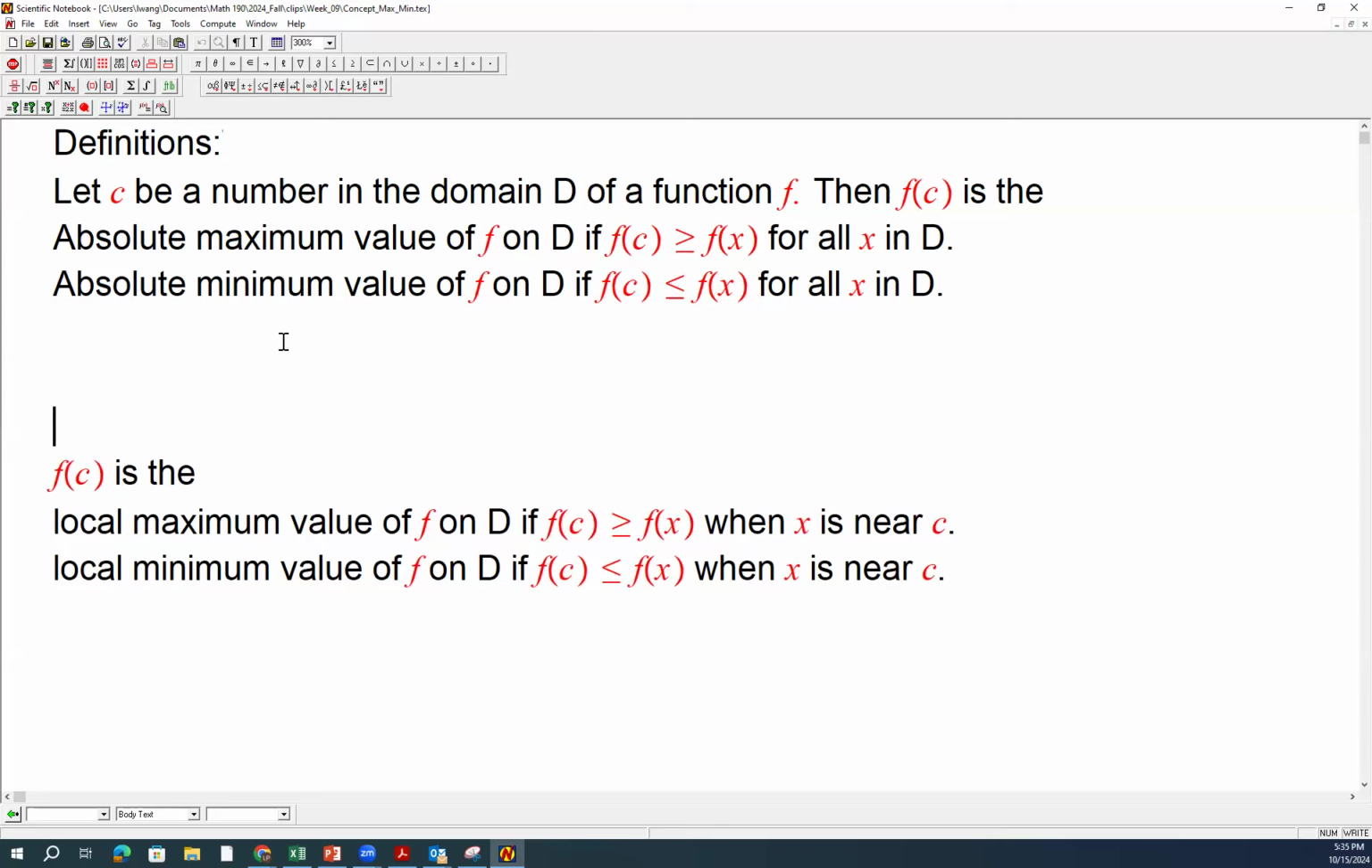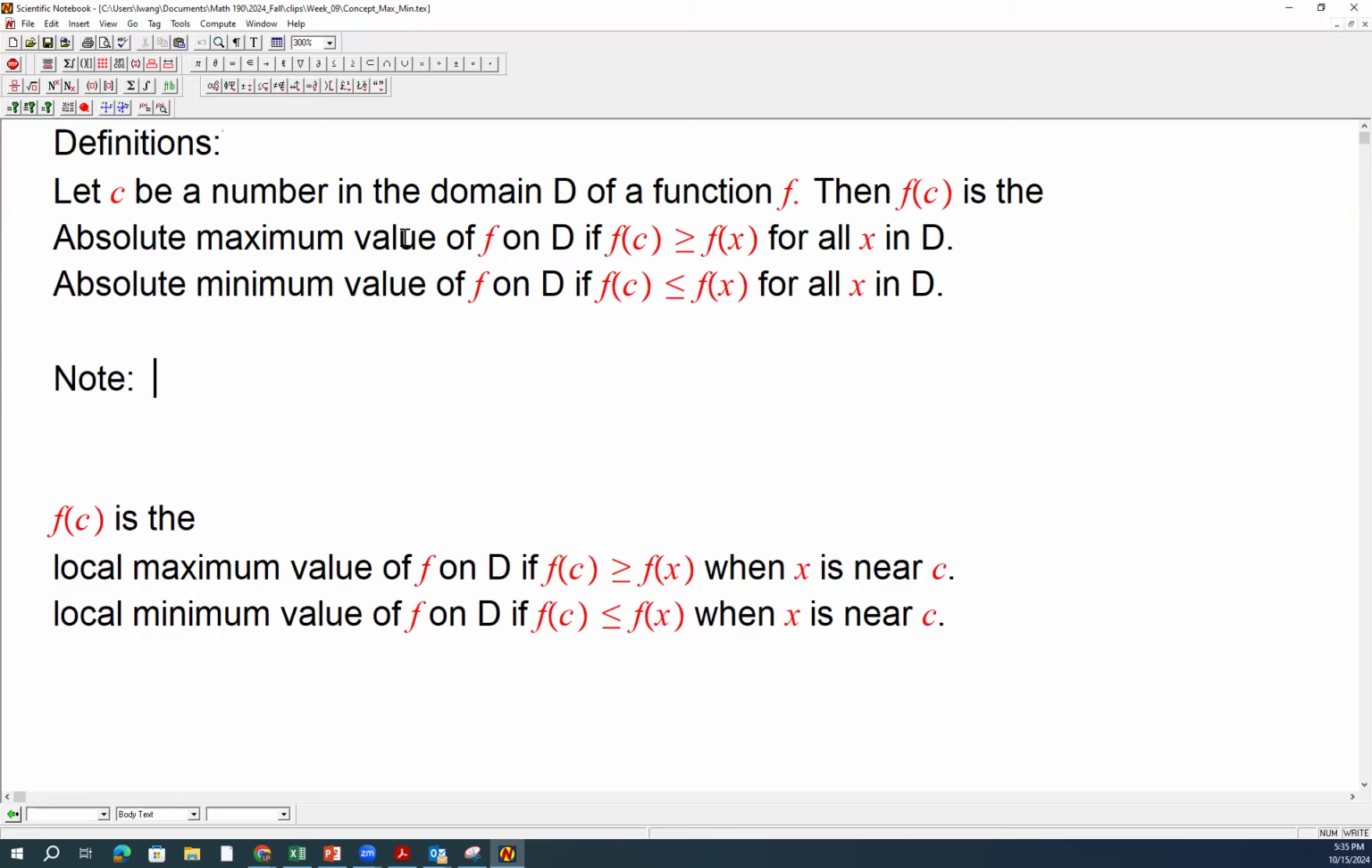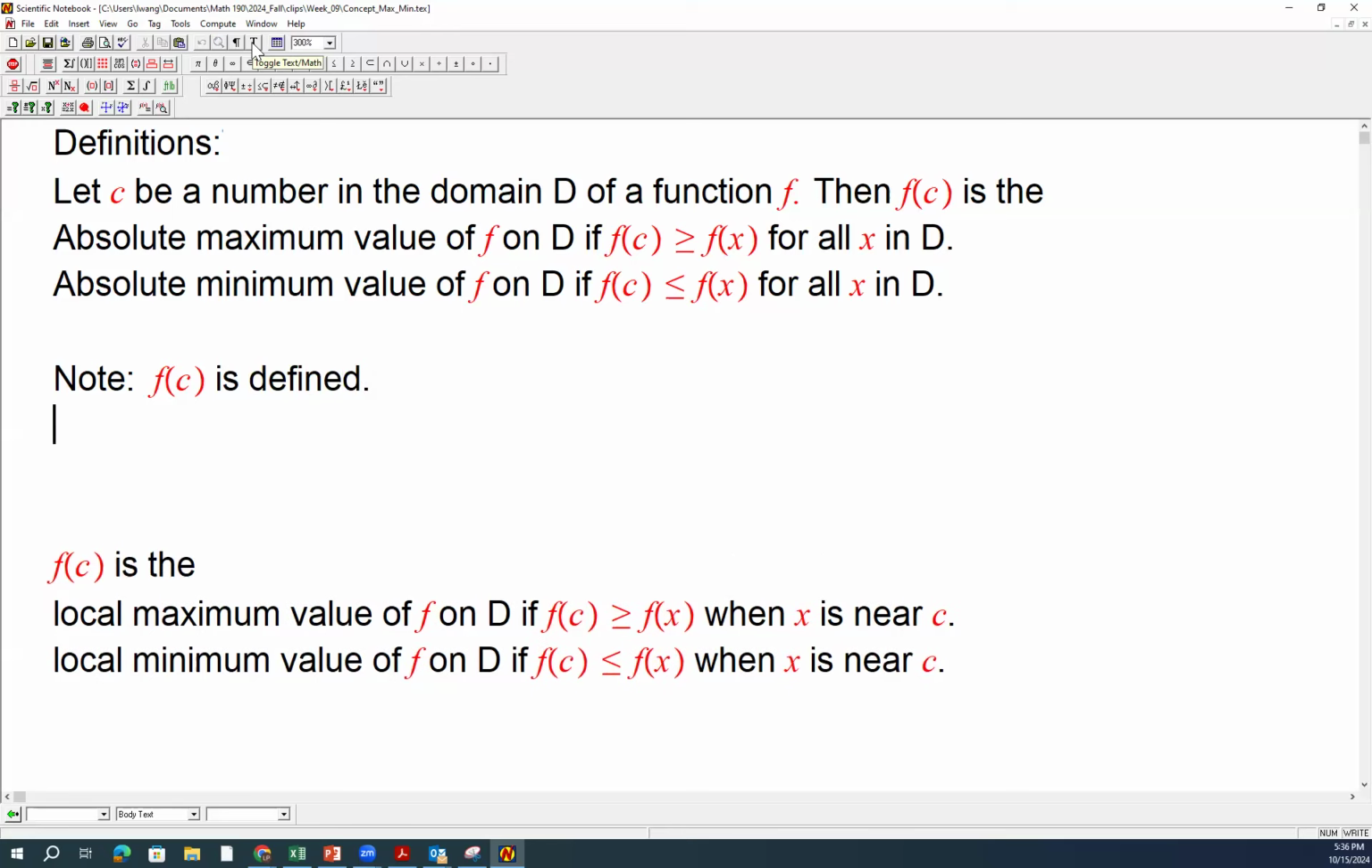In these two definitions, and we're going to talk about local later, you can see there's no requirement about continuity nor differentiability. However, it does have a requirement that f of c must be defined. So let me put this in a note: f of c must be defined.